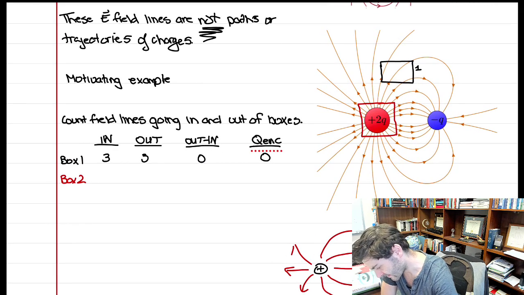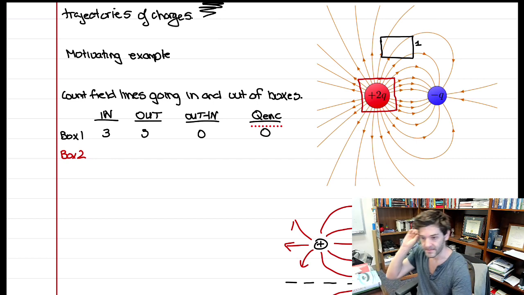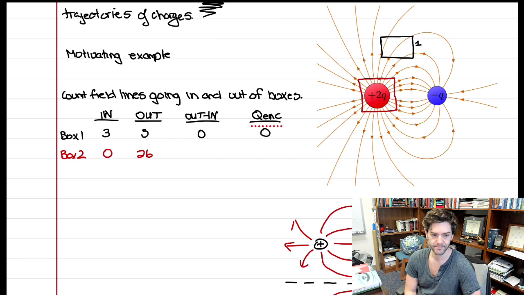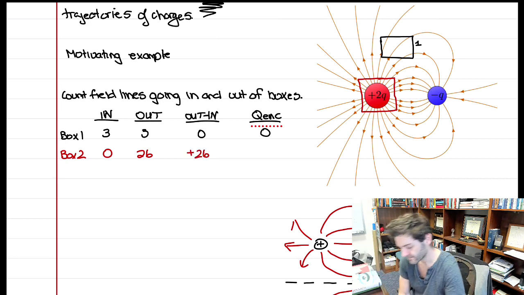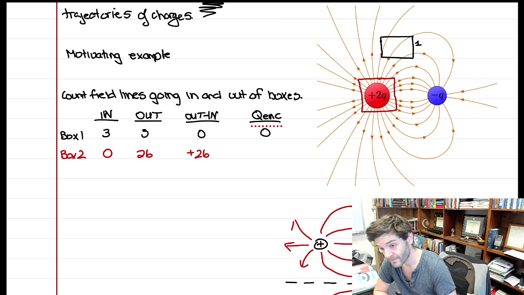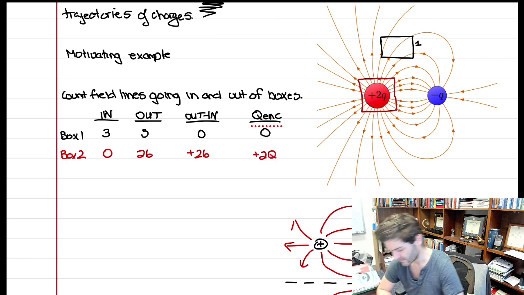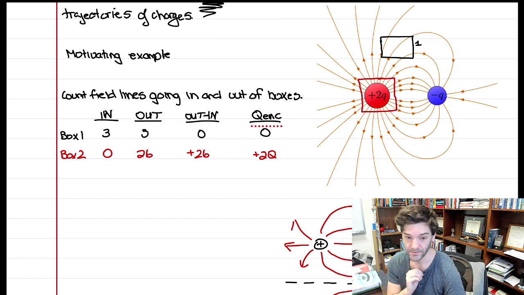So it looks like here I can say that 0, oops, be consistent with our colors, right? That 0 go into the box, but then it looks like we had 26 go out of the box. So out minus in looks like it's plus 26. More field lines go out of the box than go into the box. And it so happens that there's a charge of plus 2Q inside the box. If I just look at what's going on inside the box, there's this big old 2Q charge.